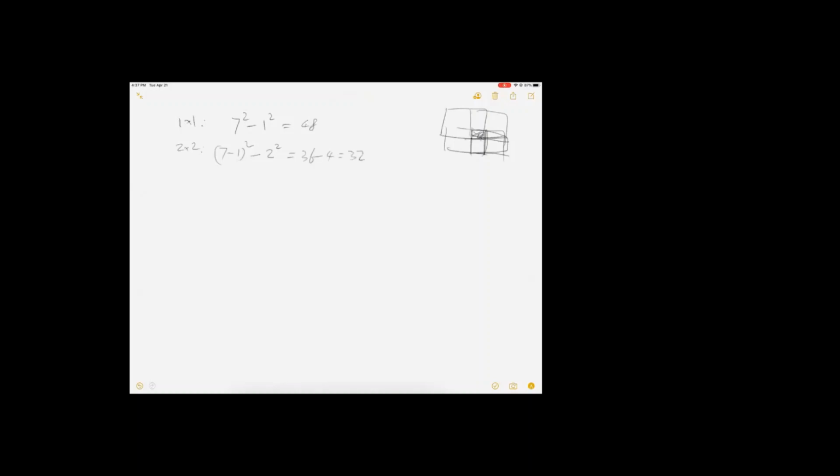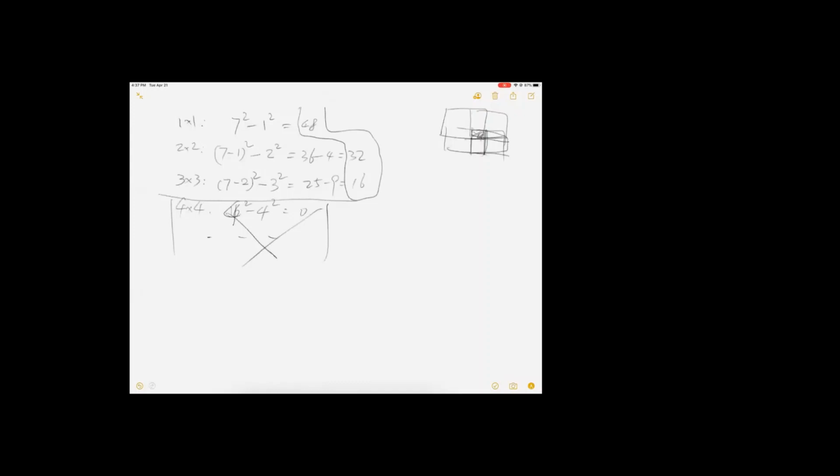And then I did the 3 by 3 square. It would be 7 minus 2 squared, minus 3 squared. So this is 25 minus 9 equals 16. And then once I got to the 4 by 4, I saw that it would evaluate to 16 minus 16, which equals 0. So I knew that it will keep on going negative. So just stop right here, and just count 1 by 1, 2 by 2, and 3 by 3. You add up these.